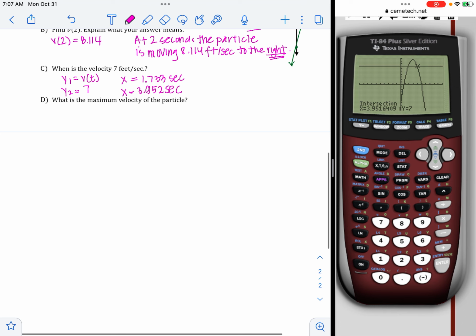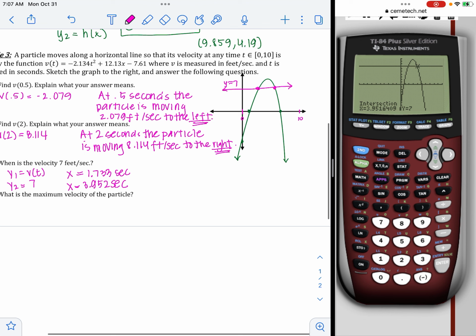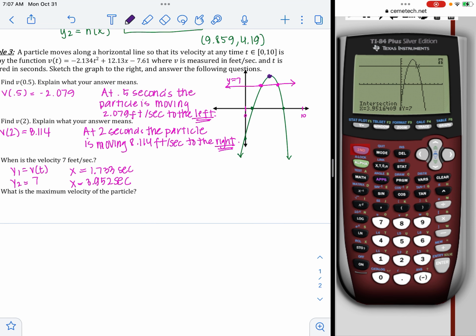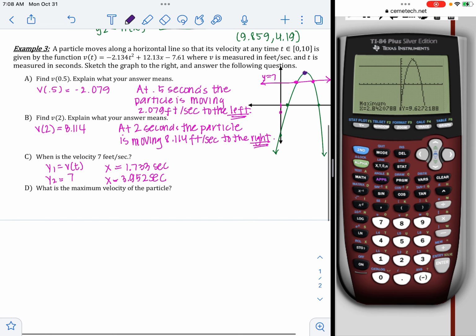Okay. All right, lastly, what's the maximum velocity of the particle? So I want to find this point, and then the y value is the maximum. That's a max, so second trace. Option number 4 is maximum. We're going to toggle to the left until we're to the left of it. I am. Hit enter, go to the right, hit enter one more time. It'll find that point. Notice it's at the tippy top there. The ordered pair you can see, but we want the maximum, which is the y value.